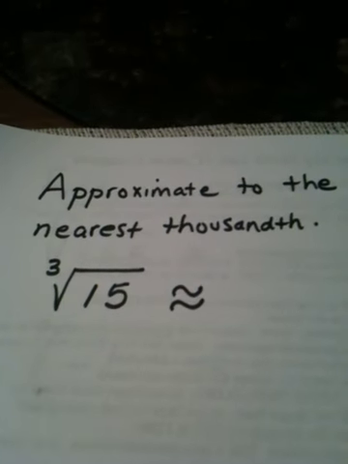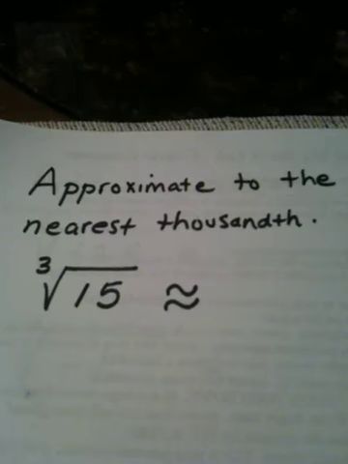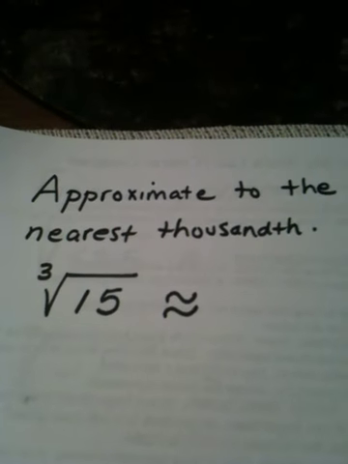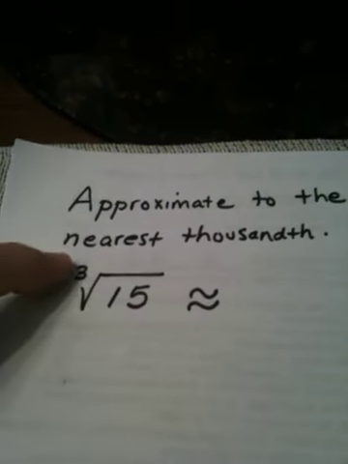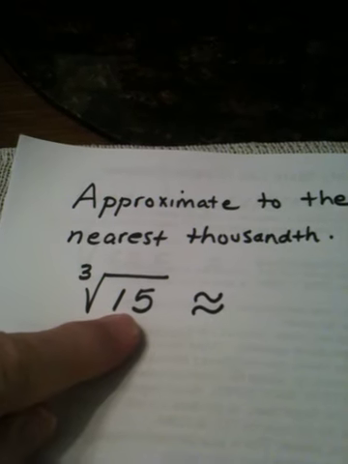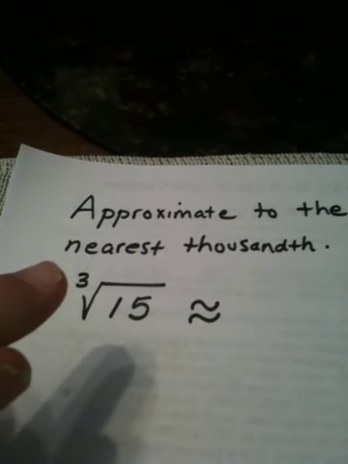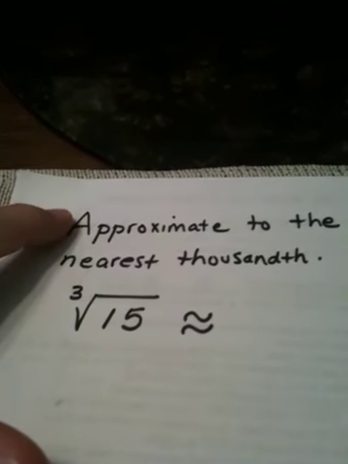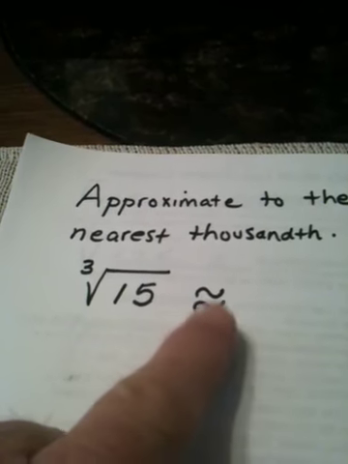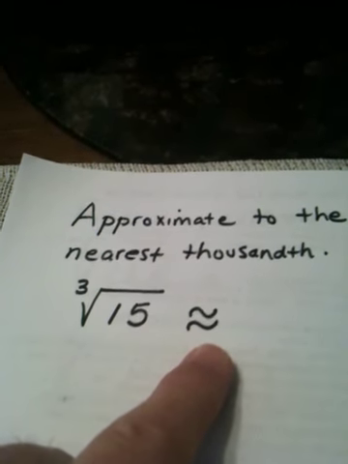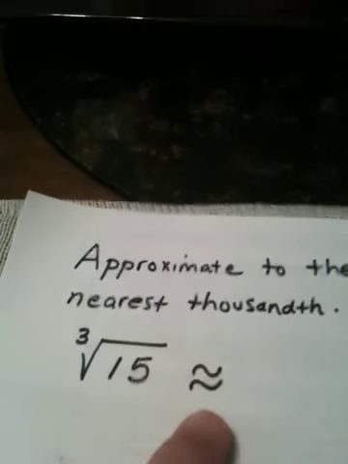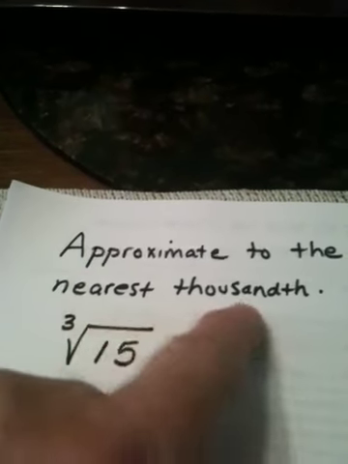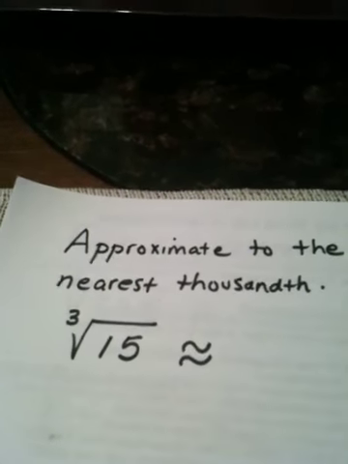Okay, as I'm continuing with section 7.1, we're asked to approximate this to the nearest thousandth, the cube root of 15. What times what times what gives me 15? Notice the minute it says approximate, we need to put this sign, not equals, because we're not giving an exact answer, we're giving an answer that's close to the exact answer, okay?